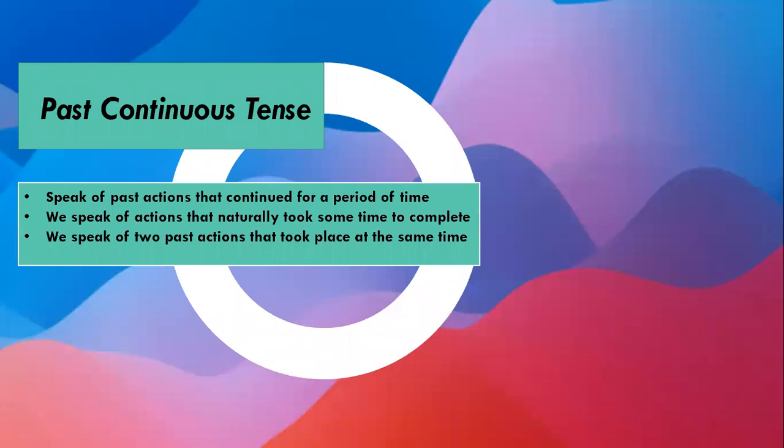Now we are going to do past continuous tense. In the past continuous tense, we speak of an action that has continued for a period of time. We speak of actions that naturally took some time to complete, or we can even speak of two past actions that have taken place at the same time.